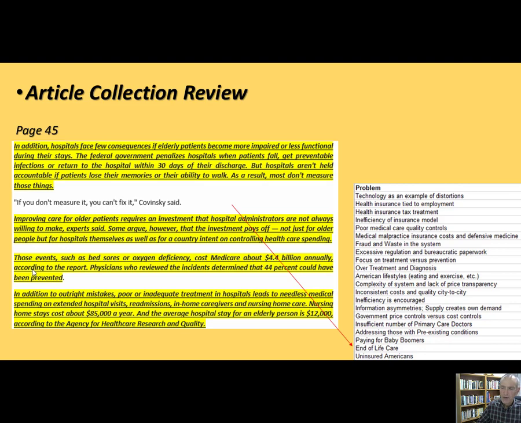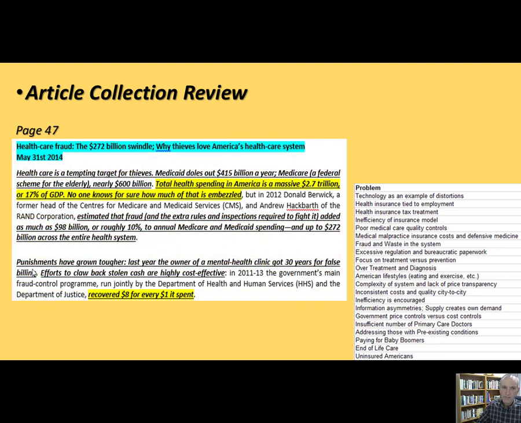So if you're going to do Medicare for all, that's fine. I'm fine with that solution if you want to argue it. But you've got to address the fact that Medicare has some serious cost overrun issues. And so, poor medical care, again. Here's an article from 2014. Total health spending in America is massive, 2.7 trillion. Those are old numbers. It's much more than that now. I think Medicare itself is over $3 trillion. That 17% of GDP is probably still a pretty accurate number.